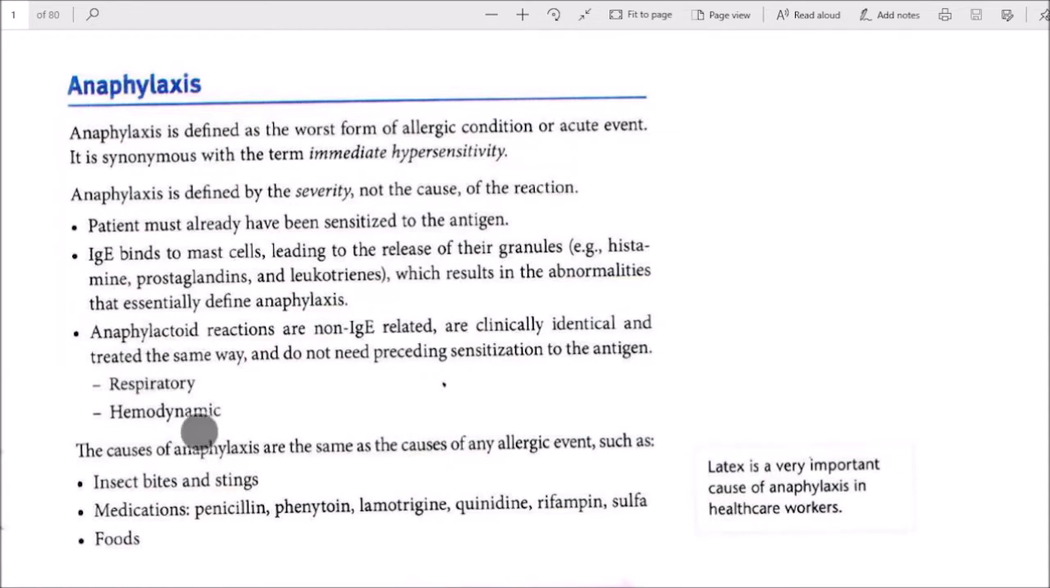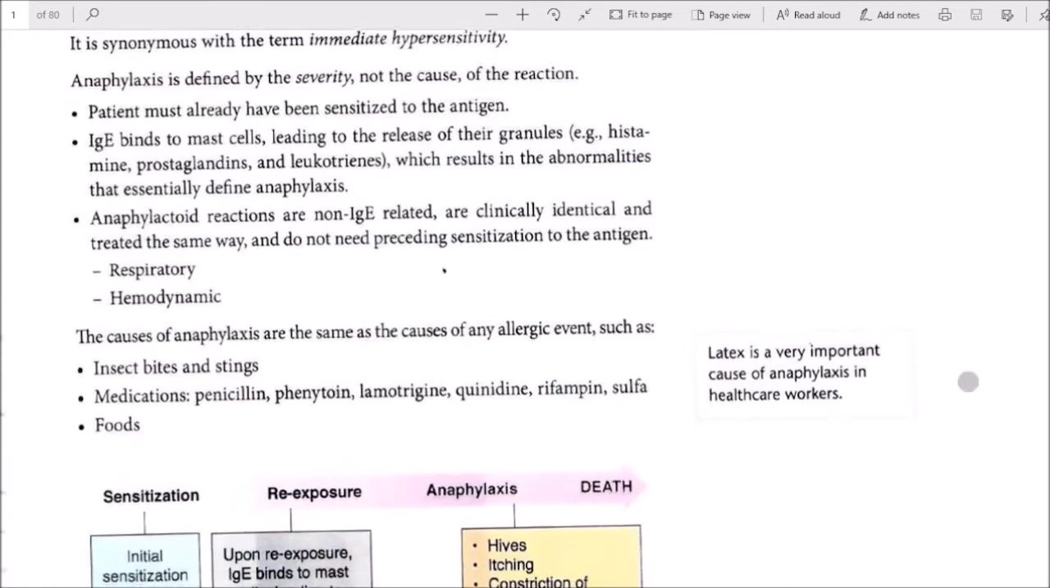antigen. Etiology. The causes of anaphylaxis are the same as the causes of any allergic event, such as insect bites and stings, medications, penicillin, phenytoin, lamotrigine, quinidine, rifampin, sulfa, and foods. Latex is a very important cause of anaphylaxis in healthcare workers.